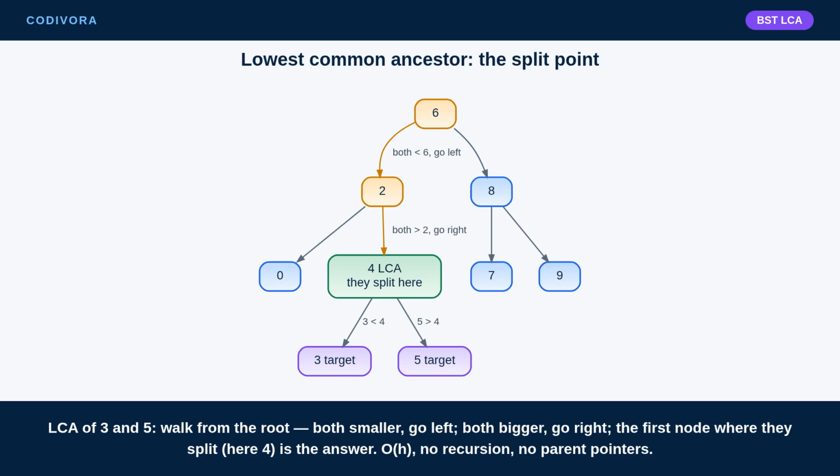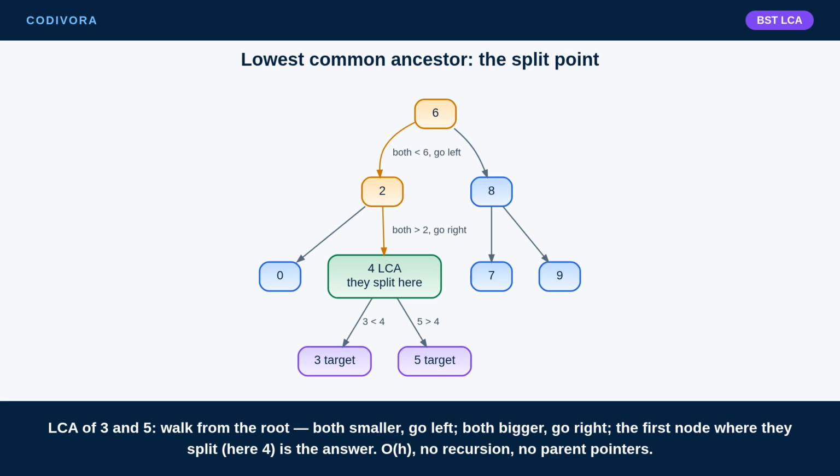Lowest common ancestor in a BST is a beautiful shortcut. The ancestor is the deepest node that has both targets below it. To find the LCA of 3 and 5, just walk from the root. At 6, both are smaller, so both live left, go left. At 2, both are bigger, go right. At 4, 3 is smaller but 5 is bigger. They split, so 4 is the answer. That's it. One descent, no recursion, no parent pointers. The ordering does all the work.